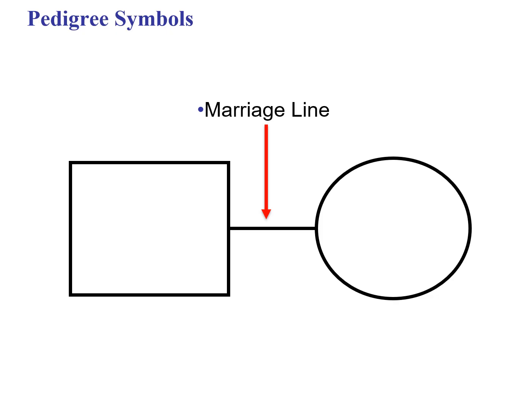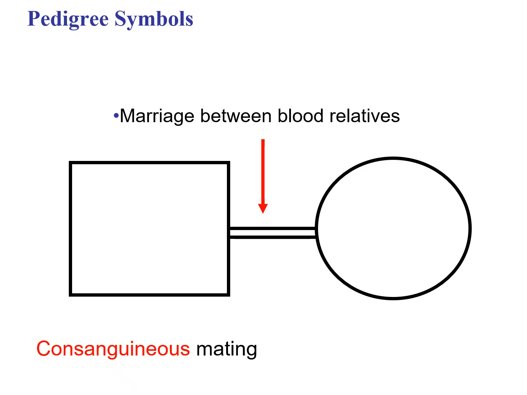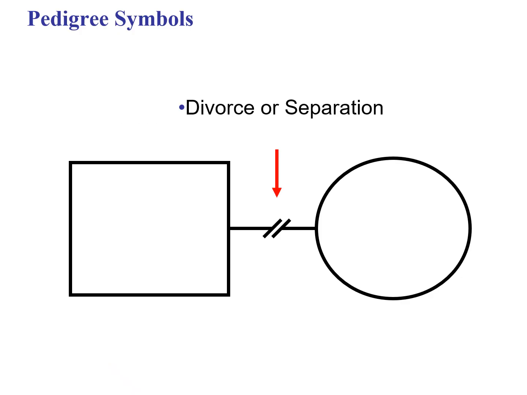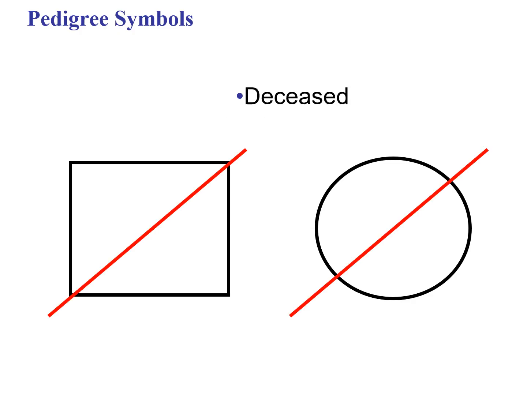A line connecting a male with a female is referred to as a marriage line and indicates the possibility of offspring. A marriage symbol showing two lines indicates consanguineous mating, which involves individuals closely related. When individuals divorce or separate, this is shown by a break in the marriage line. In the unfortunate event of a death of an individual, this is represented with a diagonal line through the symbol.